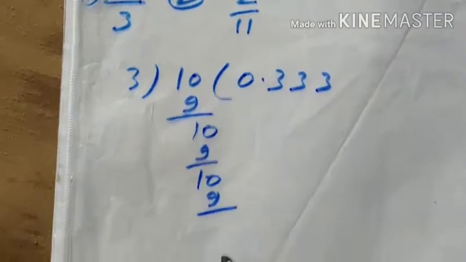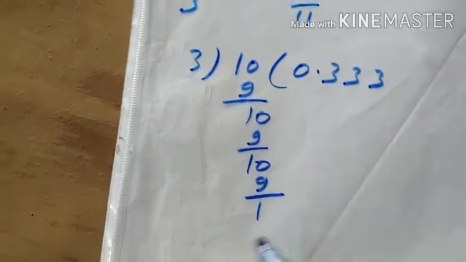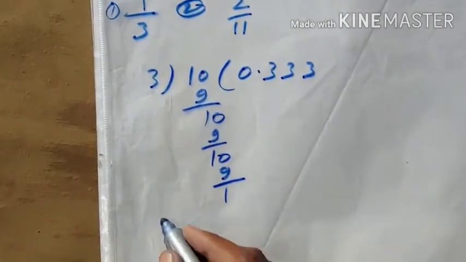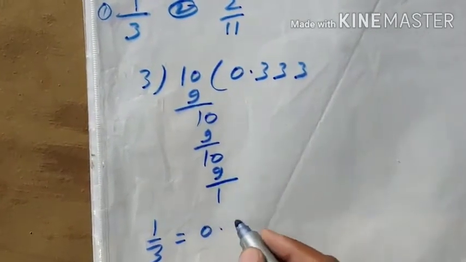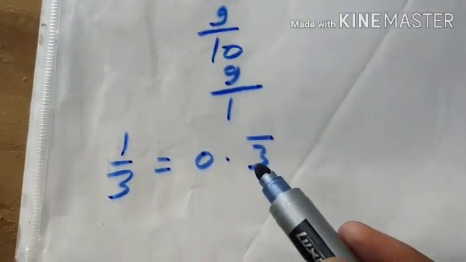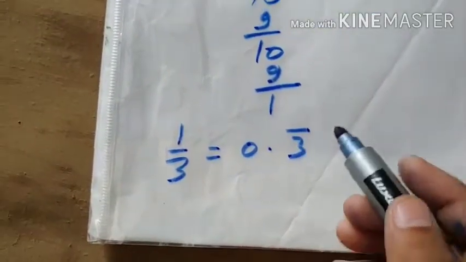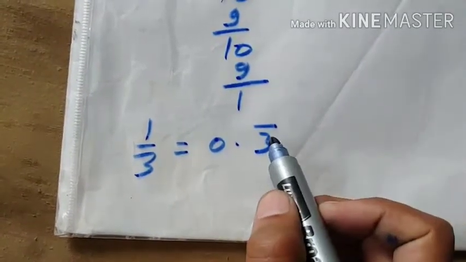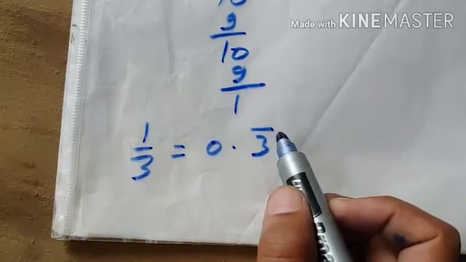3 is repeating each and every time, so no need to divide it again and again. That's why 1 upon 3 can be written as 0.3 bar. When we put a bar here, it shows repetition. So if it is written 3 3 3 3 3, you can write it simply 3 one time and just put a bar.